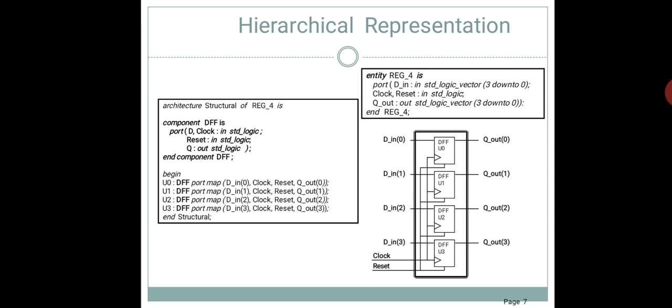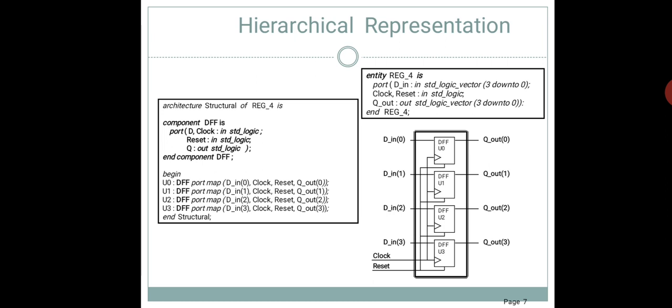Here I have taken the names U0, U1, U2, U3, and the name of the component is D flip flop, and this mapping of these signals will be done with the help of the port map keyword. So port map, open bracket, then whatever sequence we have declared in the component, the same sequence should be maintained here. So here we have taken D in of 0, followed by clock, followed by reset signal, and followed by Q out of 0.